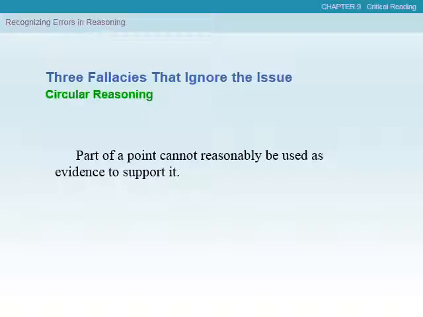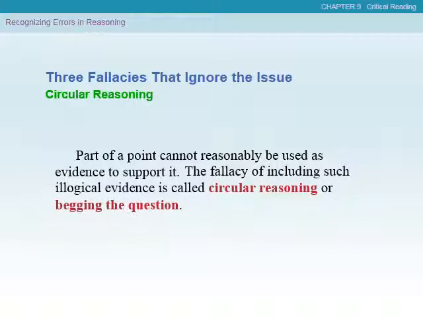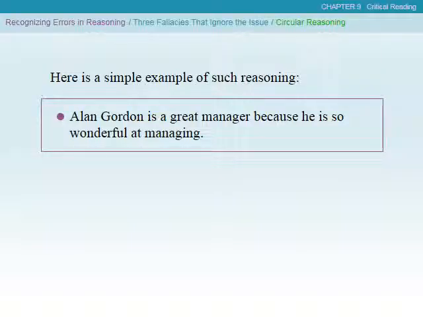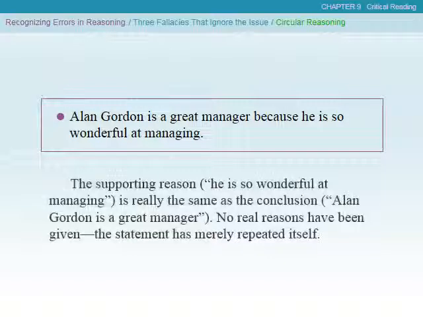Okay, so our first one here is circular reasoning, and this is on page 346. A point can't reasonably be used as evidence to support itself. The fallacy of including such illogical evidence is called circular reasoning or begging the question. Okay, so what does this mean? So here we say Alan Gordon is a great manager because he's so wonderful at managing. You're not saying anything here, right? Great manager and wonderful at managing, it's the same thing, right?